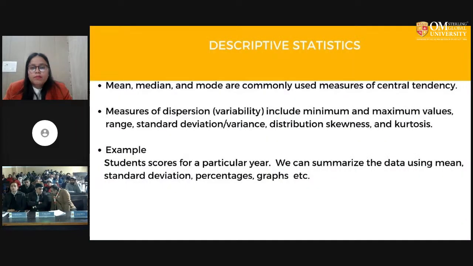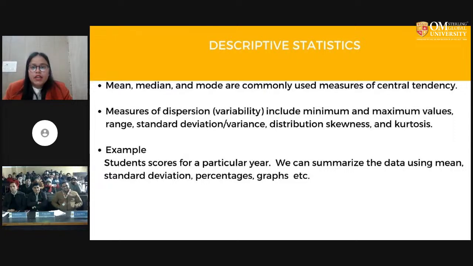Now, the main descriptive statistics that we can use are the mean, median, and mode. They are the common measures of central tendency. Measures of dispersion could be the maximum or minimum value and range. You can have standard deviation. You can have variance. How is your distribution? Is it normally distributed? Is it skewed? Is it positively skewed or negatively skewed? So you have to understand the distribution.